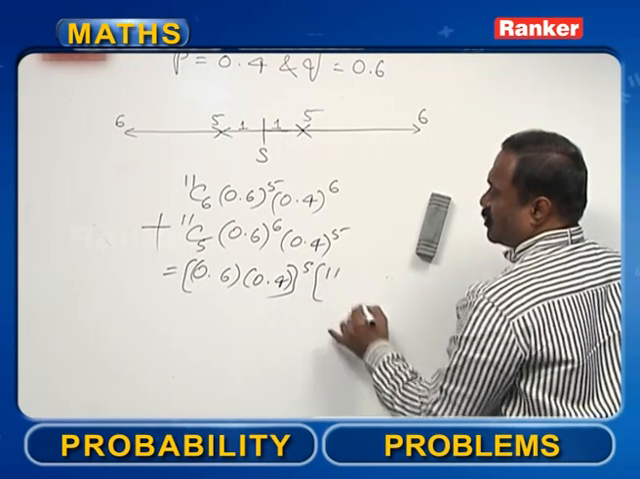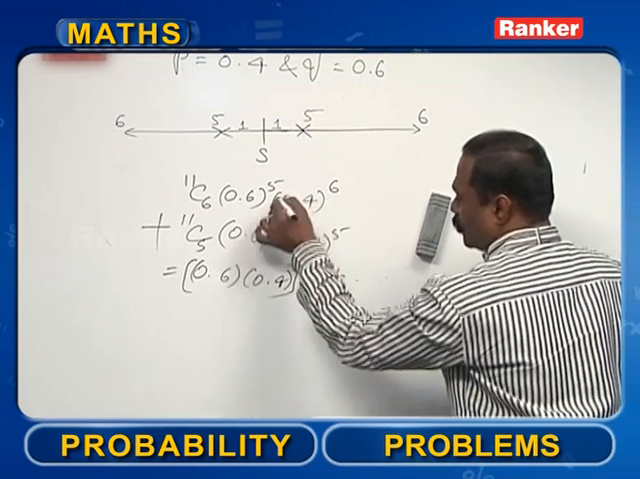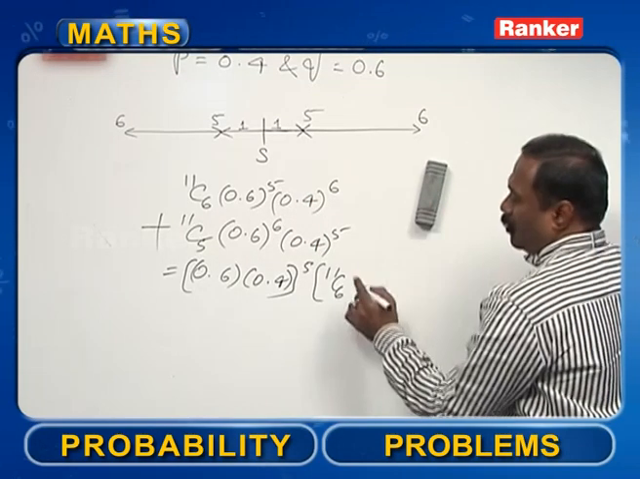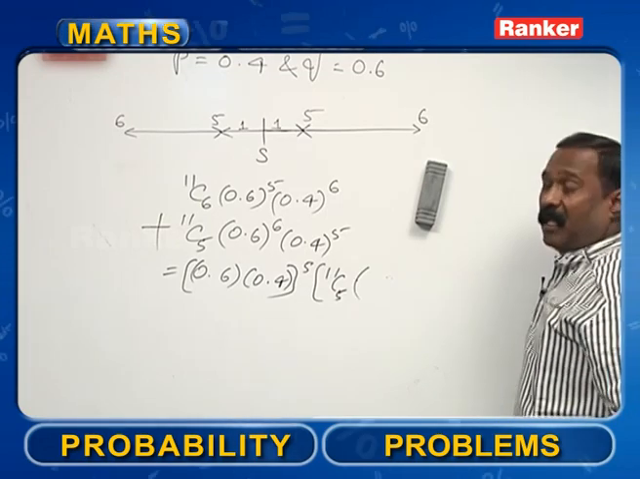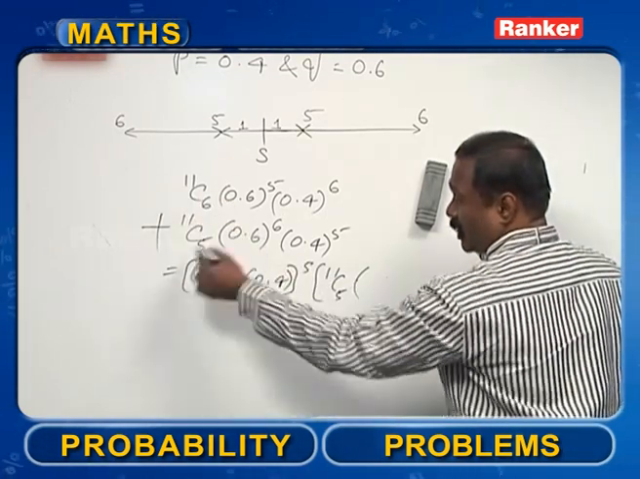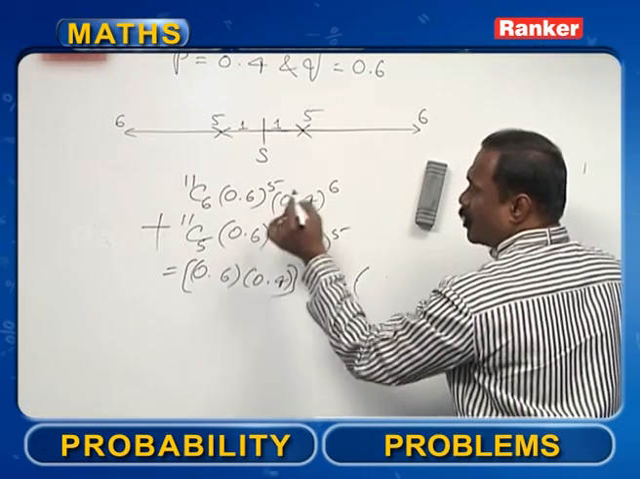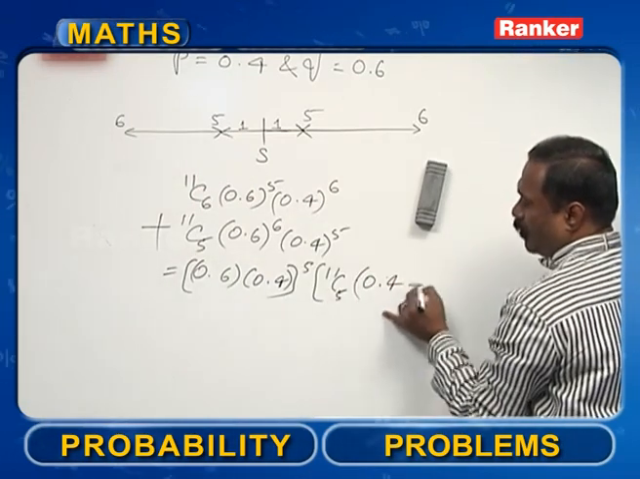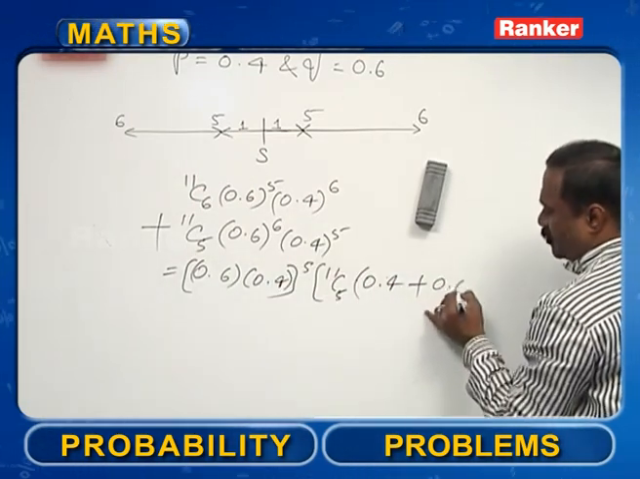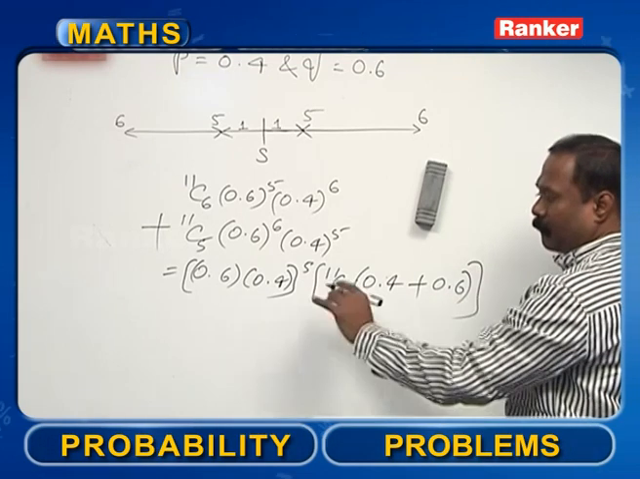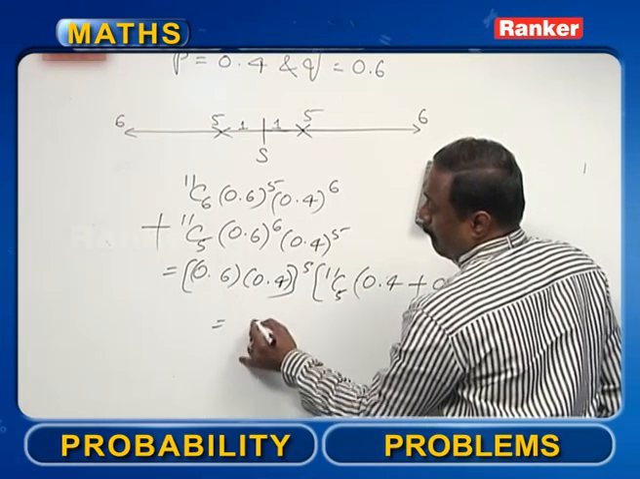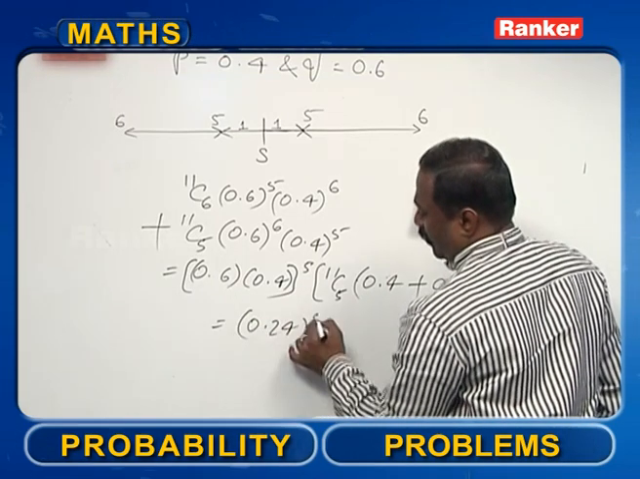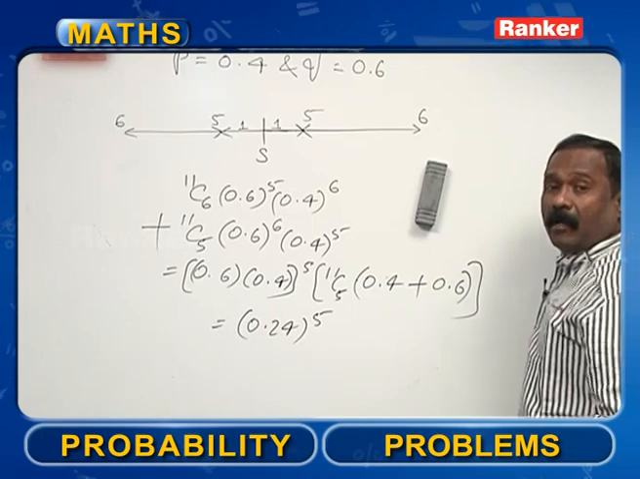it is 11C6 into, because both are same, I will take 11C5 common in both of these. We have taken this as common and 11C5 also common. Then what else is remaining here? 0.4 is remaining. What else is remaining here? 0.6 is remaining. This becomes, of course, 1. Now this is 0.24 whole power 5 into 11C5.